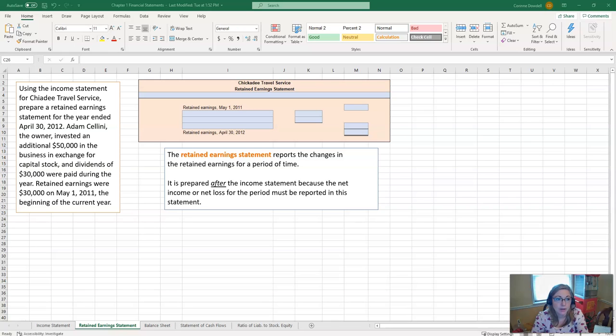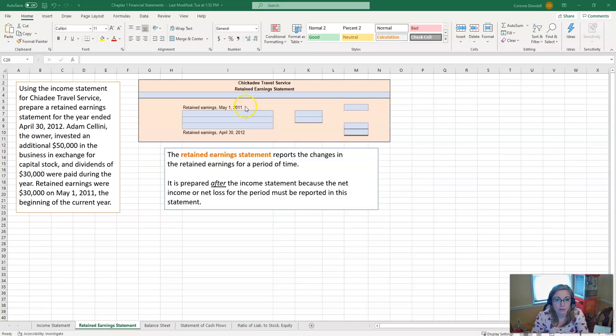All right, so using the income statement for, let's just say Chickadee Travel Service, prepare a retained earnings statement for the year ended April 30th, 2012. Adam Cellini, the owner, invested an additional $50,000 in the business in exchange for capital stock, and dividends of $30,000 were paid during the year. Retained earnings were $30,000 on May 1st, 2011, the beginning of the current year.